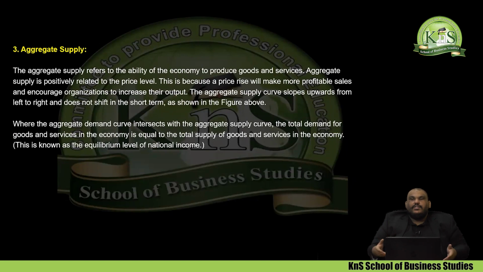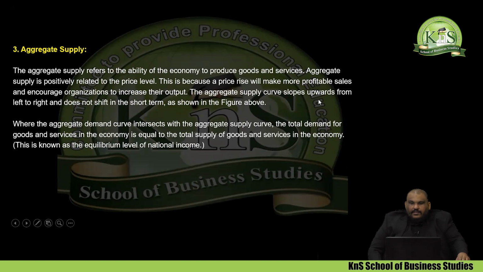Like all of the things that your government and your country is able of producing, that's called aggregate supply. Let's give it a quick read and then we can move forward. The aggregate supply refers to the ability of the economy to produce goods and services. Yes, we know that. Aggregate supply is positively related to the price level, means as the price rises, it is an incentive for the suppliers to produce more so they can sell them at a higher price.